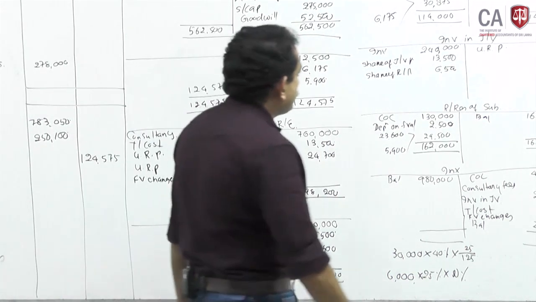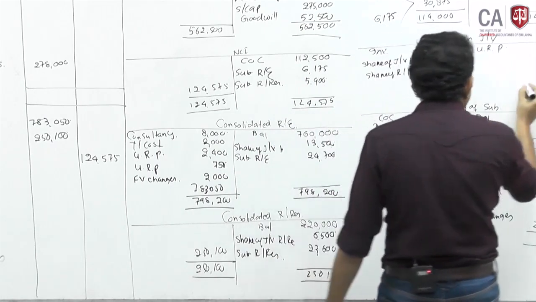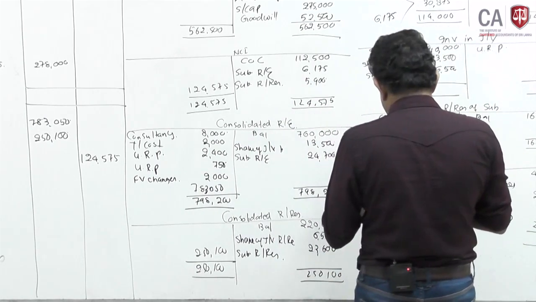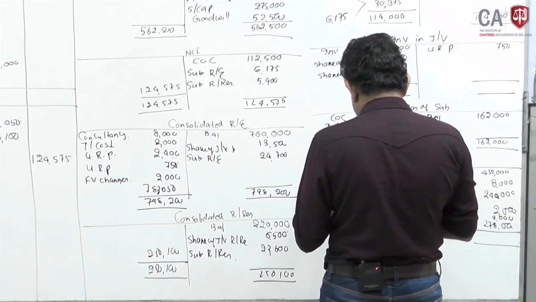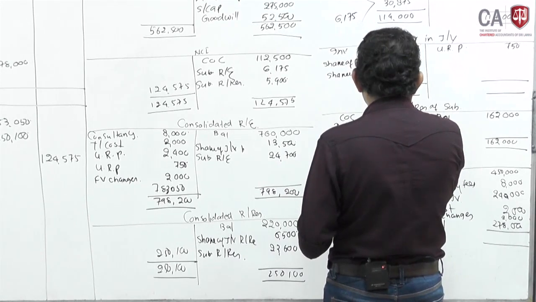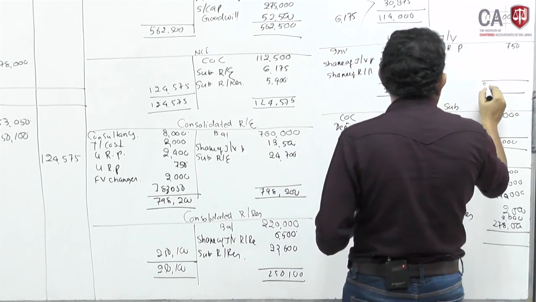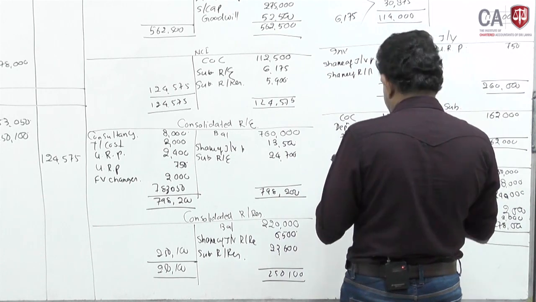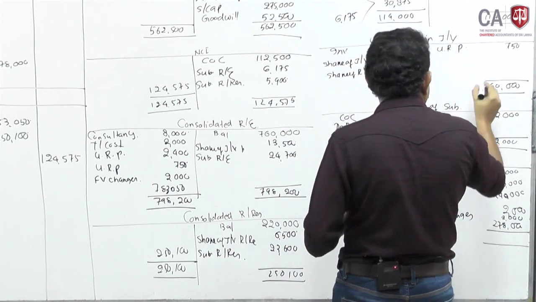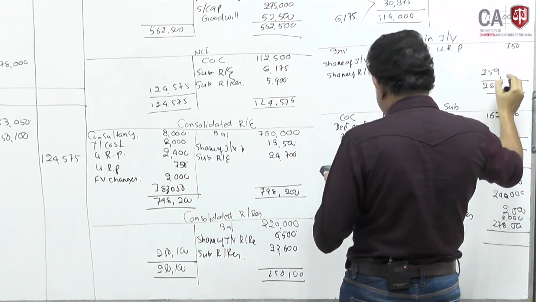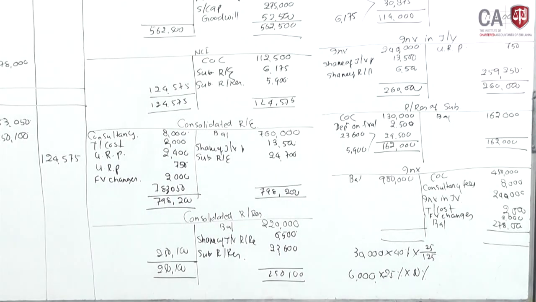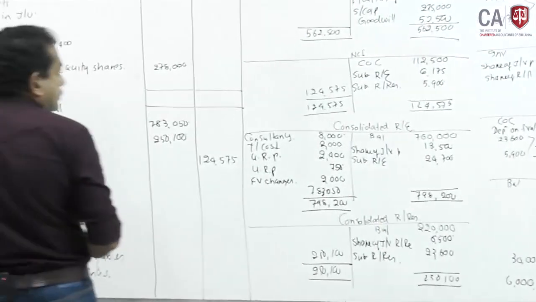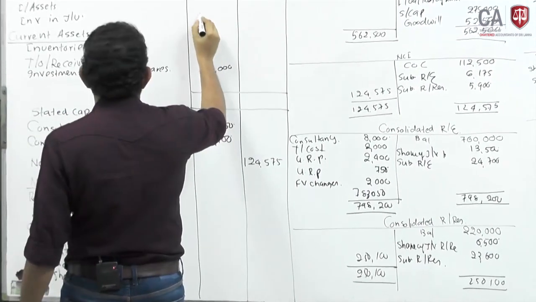Close up investments in joint ventures: 240,000 plus 13,005 plus 6,500 is 260,000. 260,000 minus 750 is 259,250. Bring it to the balance sheet: investments in joint ventures, 259,250.